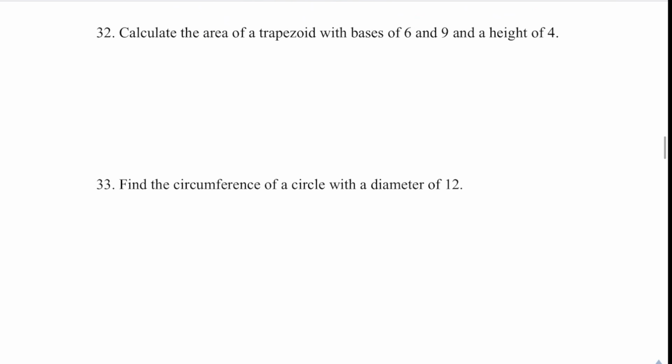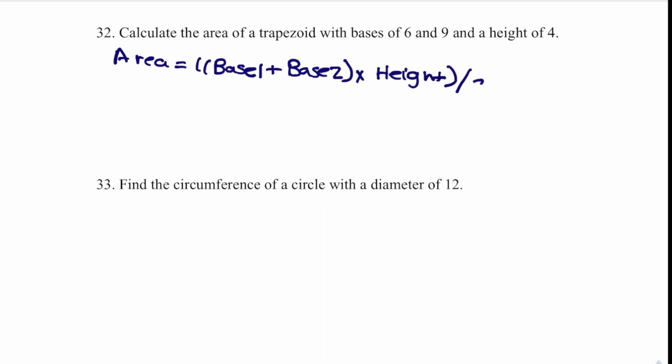All right, 32. Calculate the area of a trapezoid with the bases of 6 and 9 and a height of 4. So again, you're going to have to memorize these equations for area, but the area of a trapezoid is area equals base 1 plus base 2 times height divided by 2. So we're going to plug these numbers in.